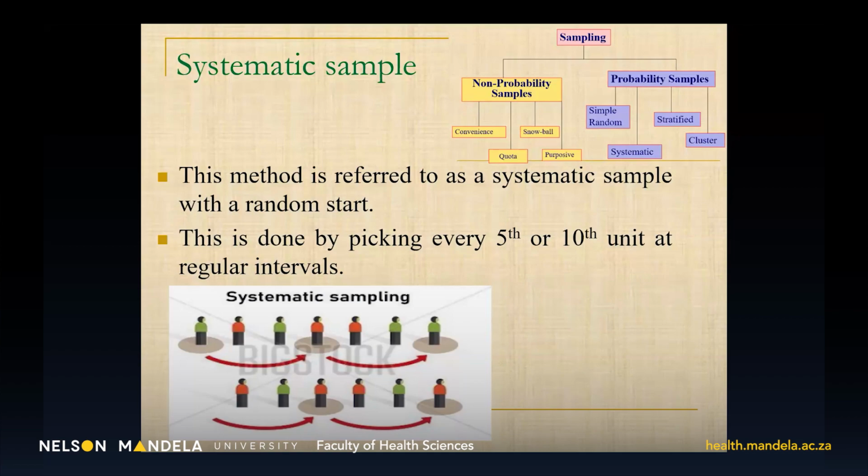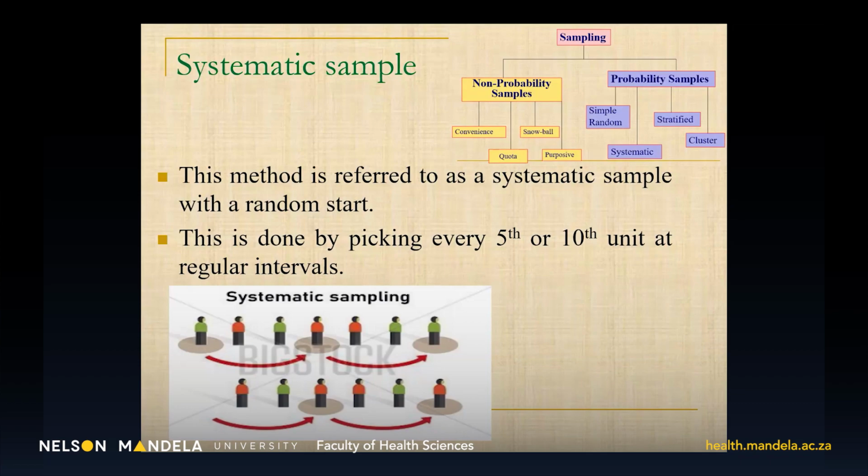So the start house will always be random. It can be the first house, corner house, second house, third house. You can randomly pick the first one. And after that, you are systematic. I want to take every fifth house or every 10th house, but consistently use that interval. So it's a consistent interval, every fifth house or every 10th house or every third house. That's systematic sampling. So we've covered simple random sampling and systematic sampling.